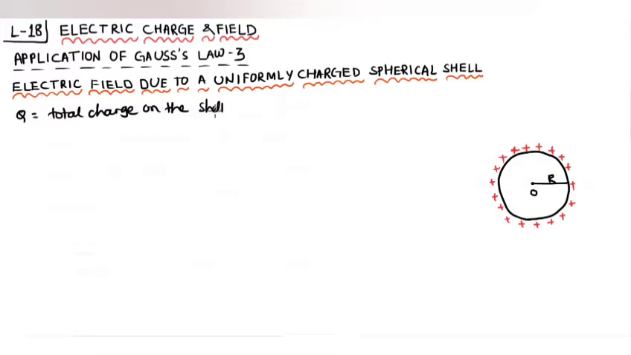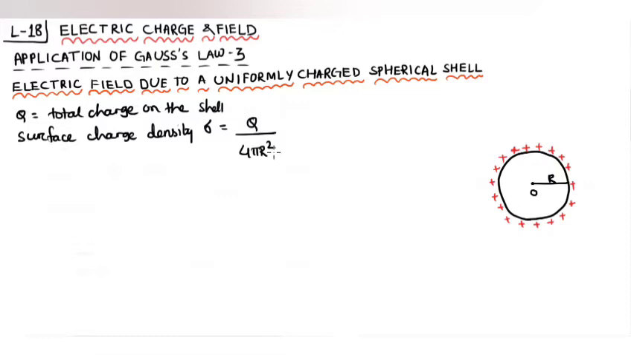And what is the value of surface charge density? The surface charge density sigma will be how much? The total charge, that is Q, divided by 4 pi R square. The total charge on the shell, which is Q, and the surface area of the shell, which is 4 pi R square. So this is the surface charge density.